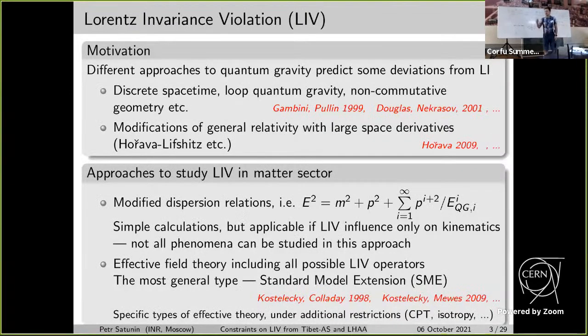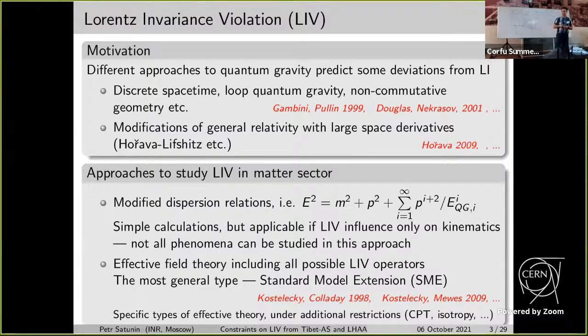First of all, very shortly, the motivation of Lorentz Invariance violation. Some approaches to quantum gravity predict some departures from Lorentz invariance. There are plenty of these approaches, for example, relativistic gravity. Unfortunately, you cannot make predictions for the matter sector, for example for photons, directly from these quantum gravity theories. So one has to consider some other approaches.